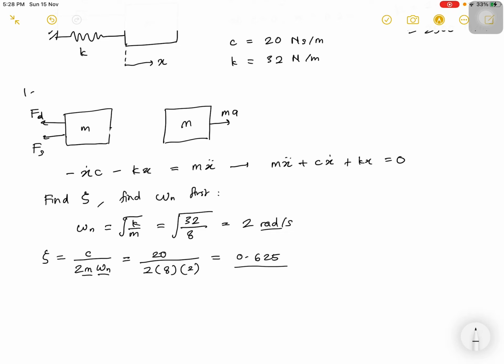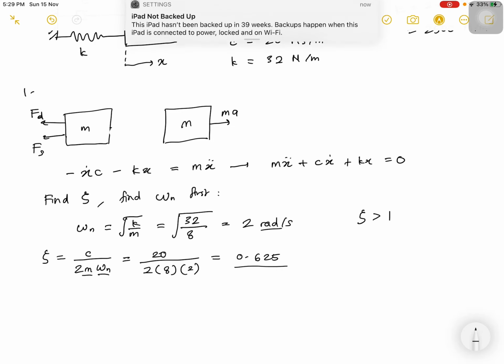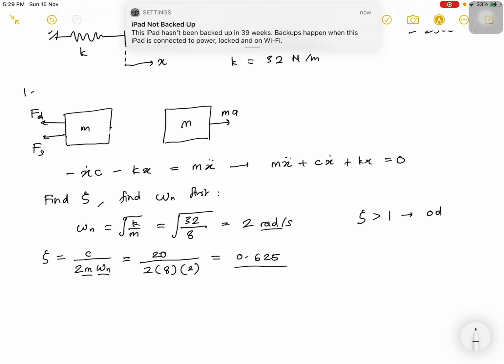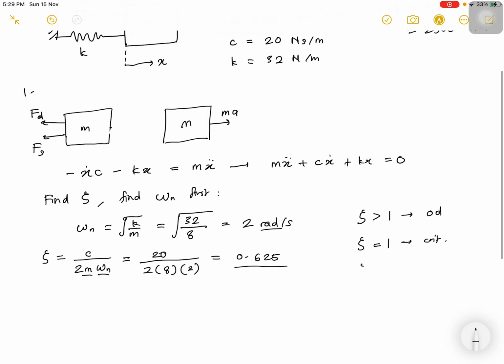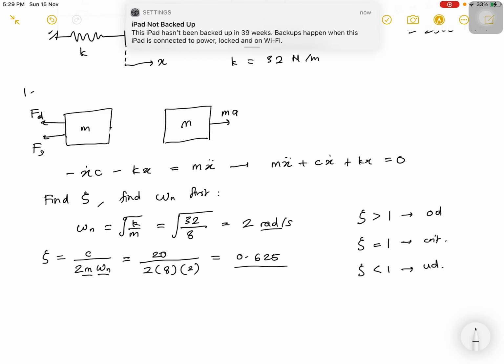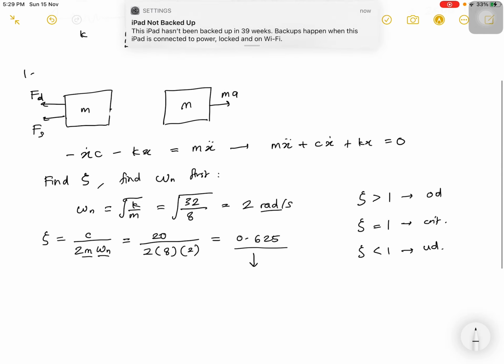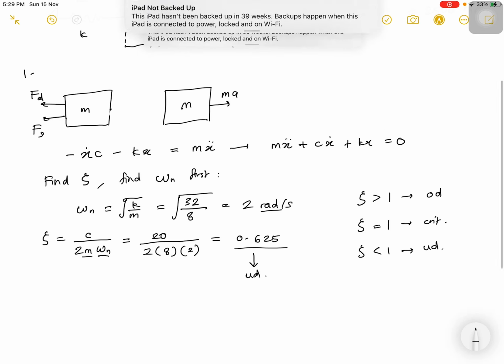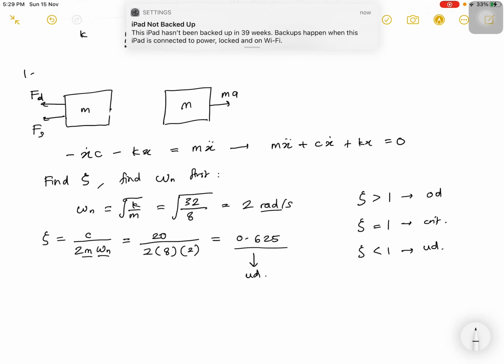So from here, if zeta is bigger than 1, it is over damped. If zeta is equal to 1, it is critically damped. If zeta is lower than 1, it is under damped. Hopefully you understand. So this is under damped. So then we use the under damped solution.